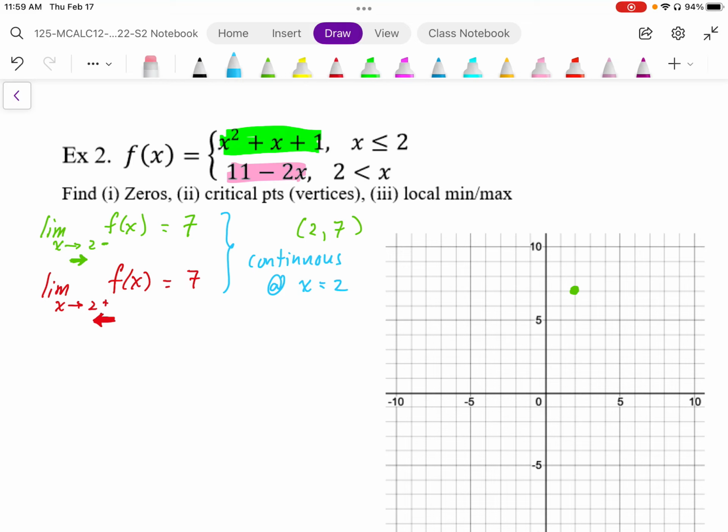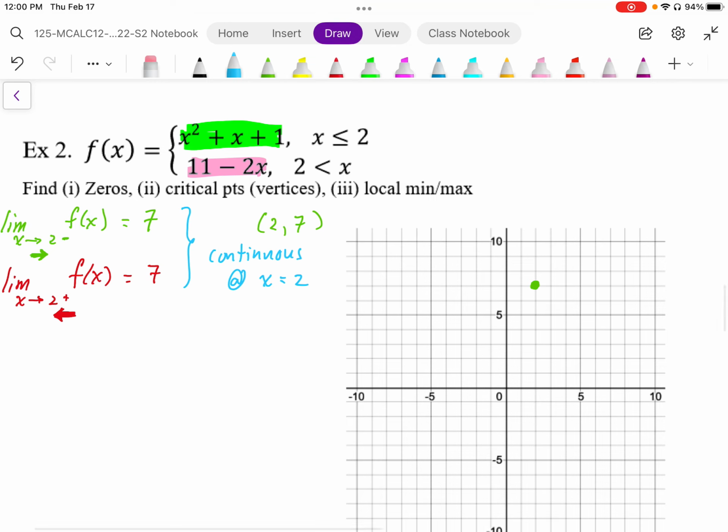Secondly, we want to check for any critical points. Actually, let's do the zeros first. I'm going to check for zeros. For x bigger than 2, we look at the red function. Solving that red function for x bigger than 2, we get x equal to 5.5. So it hits the x-axis at 5.5, right about there. Let's move that over a little bit. At 5.5, we have a zero from the red graph.